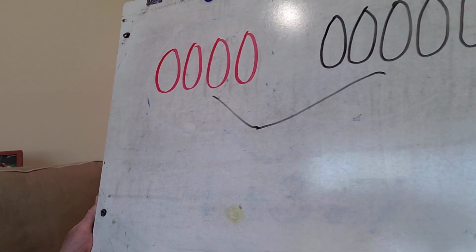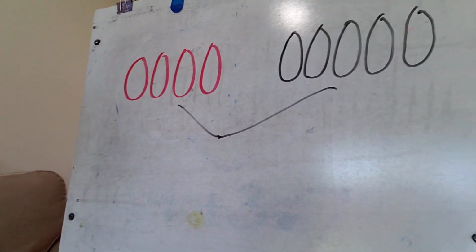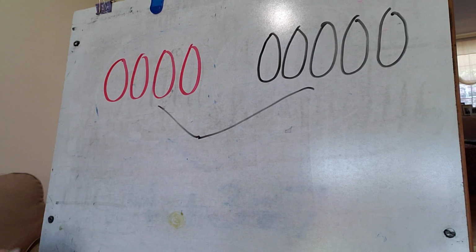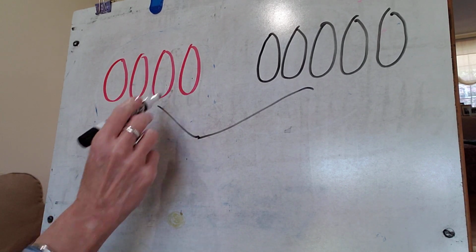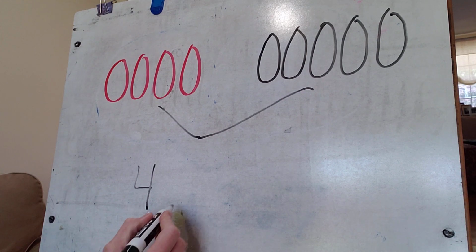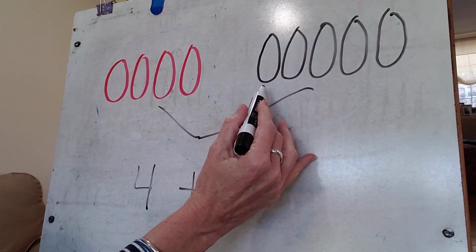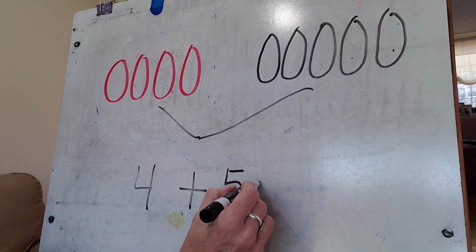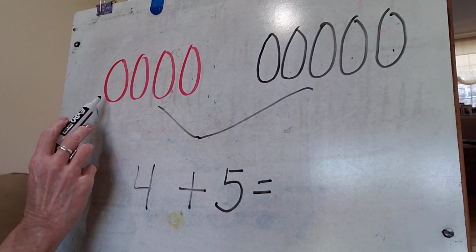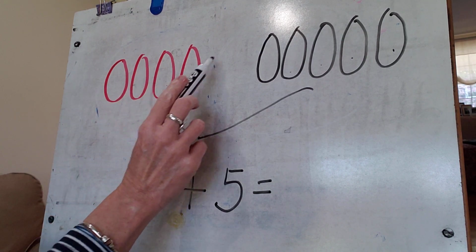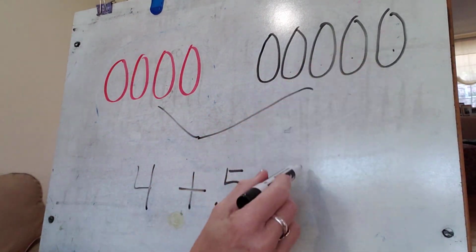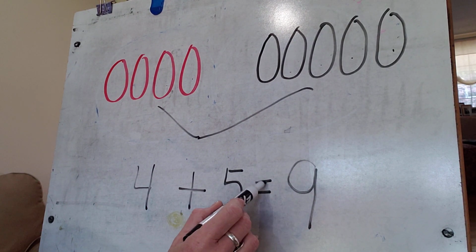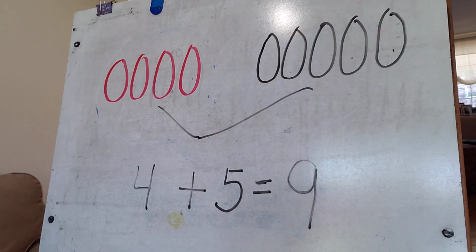So let's go ahead. Oh, you can't see that real well. Hold on, let me turn you a little bit more so you can see it. Okay, so how many eggs did this hen lay? Let's count them. 1, 2, 3, 4. Okay, so 4 plus, how many did this one? 1, 2, 3, 4, 5. 5 equals, now we count them all together. 1, 2, 3, 4, 5, 6, 7, 8, 9 equals 9. So 4 plus 5 equals 9. Okay? All right.